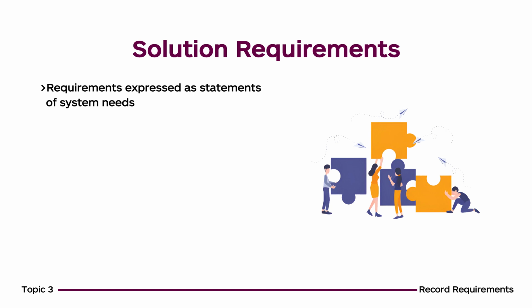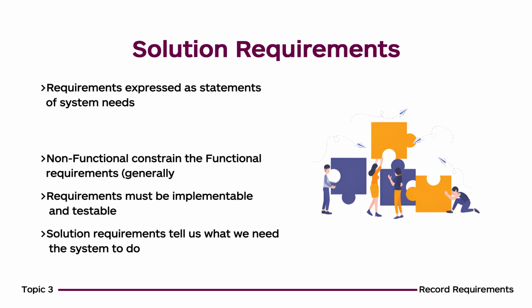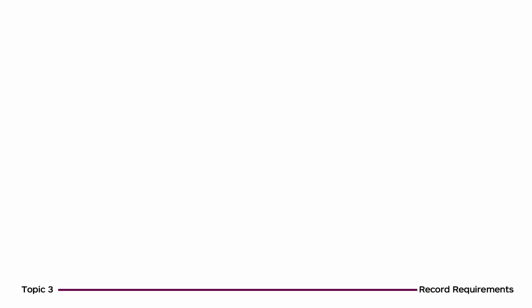Moving on to solution requirements. These tell us what the system needs to do, whether it's functional, like processing payments, or non-functional, like ensuring the system is secure and can handle high traffic. For example, a functional requirement might be that the system needs to accept credit card payments. A non-functional requirement could be that it must process these payments securely with data encryption.